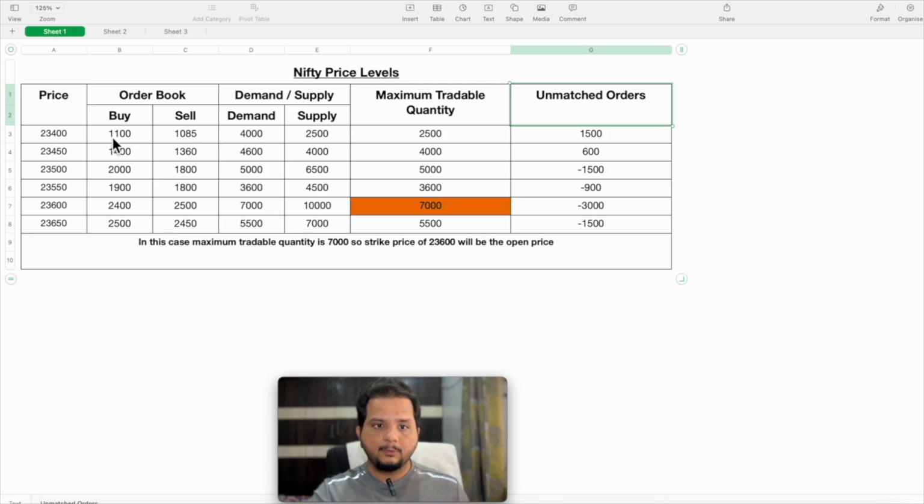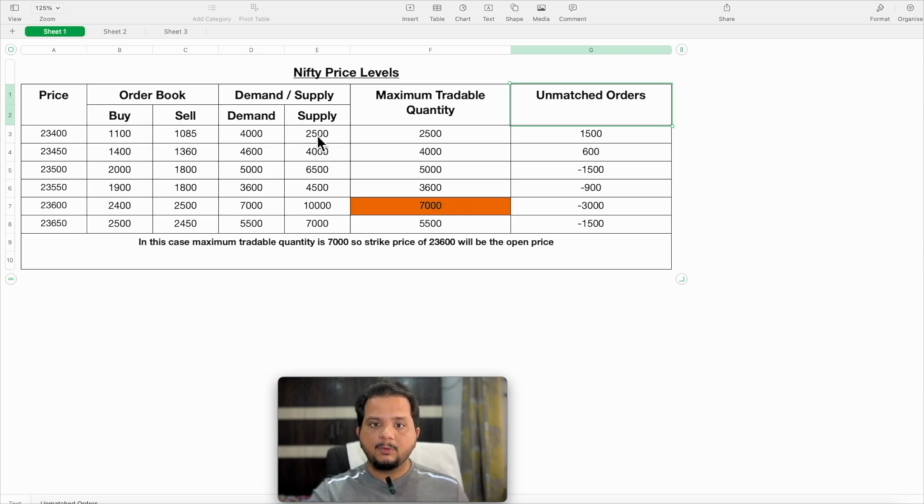For example, at 23,400 there are 1100 buy orders and 1085 sell orders, and the demand at this strike price is 4000 quantity, and supply is 2500 quantity. It means there are 4000 quantities buyers are ready to buy, and suppliers have only 2500 quantities to sell. Say you have demand for 15 books to purchase, and I have only 10 books to sell. It means the demand is more and supply is less.